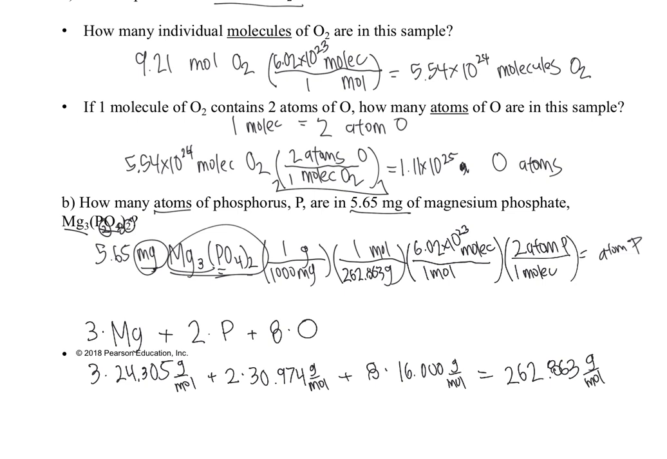So when I do all of that math, I'm going to do 5.65 milligrams divided by 1,000, divided by 262.863, times Avogadro's number, and then times 2. I get 2.59 times 10 to the 19 phosphorus atoms. That is a tricky one. That's a long one, and you're not expected to know how to do this until chapter 3.